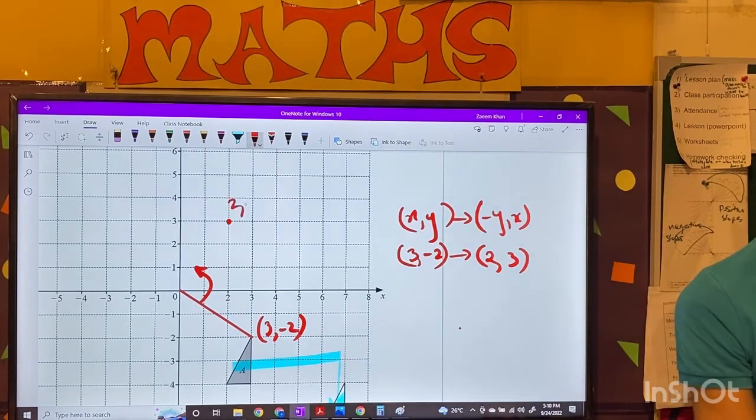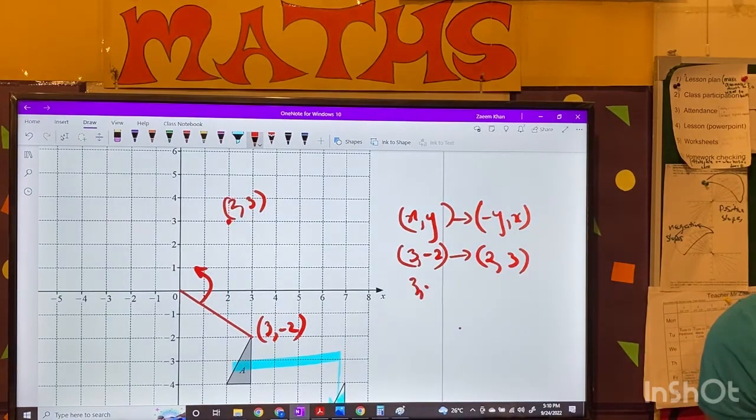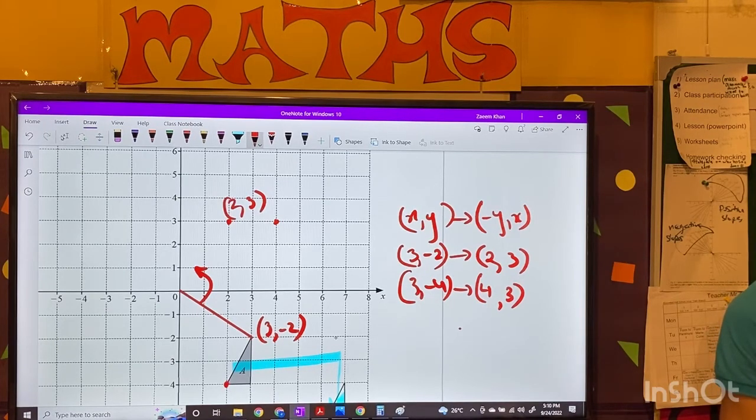ये रहा. What will happen to the other values? Let's take another one. 3, negative 4 will become a 4 and 3. Yes. So we've got a 4 and 3. And the last one is ये वाला. That's 2, minus 4. That will become a 4 and 2. 4 and 2. ये रहा.